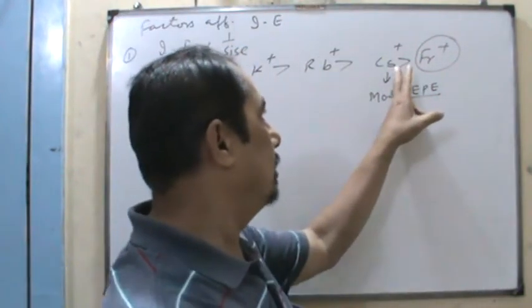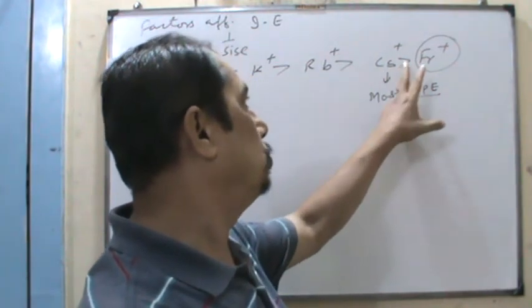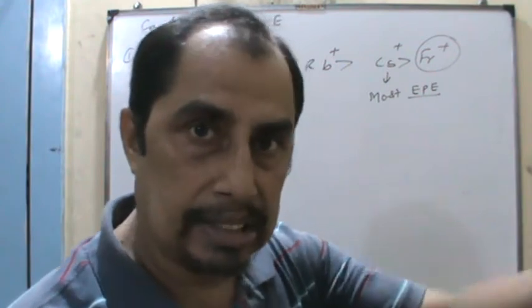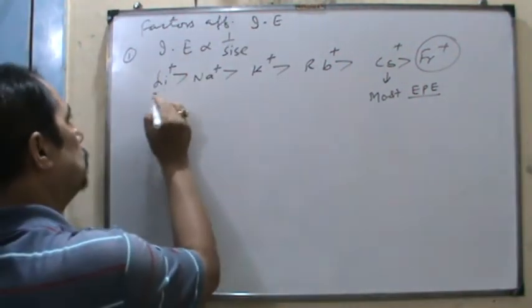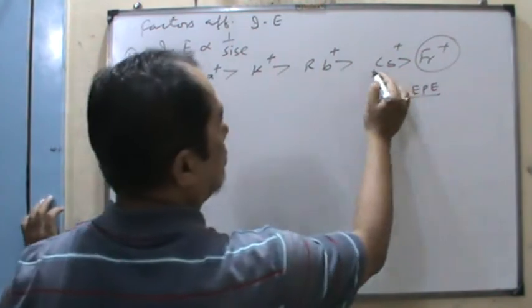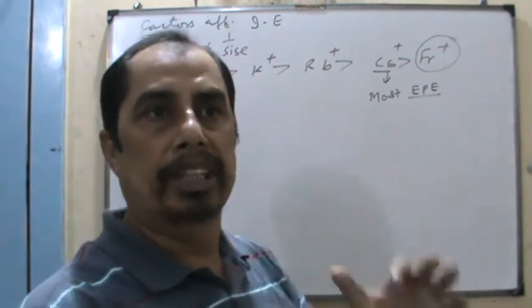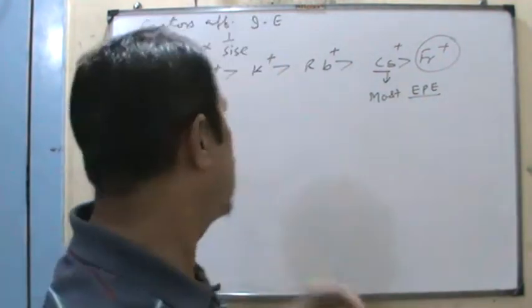But cesium gets the positive charge and easily loses the electron because it is in the 6th period, with 6 shells. Therefore, it is difficult to lose the electron from the lithium ion than the cesium and francium ion. That is why cesium can form very strong ionic compounds as compared to lithium.